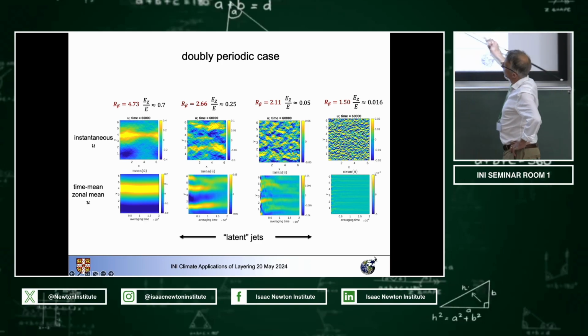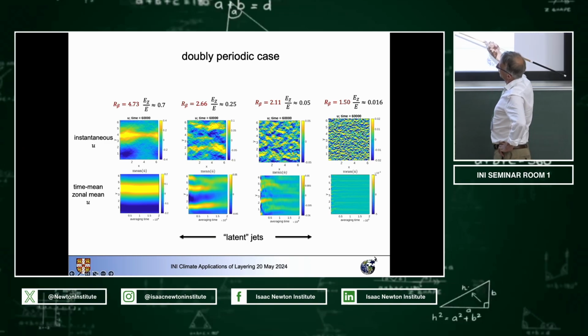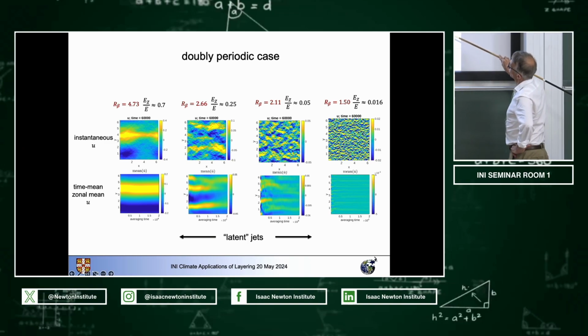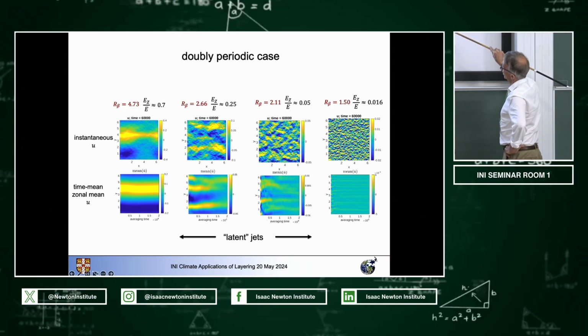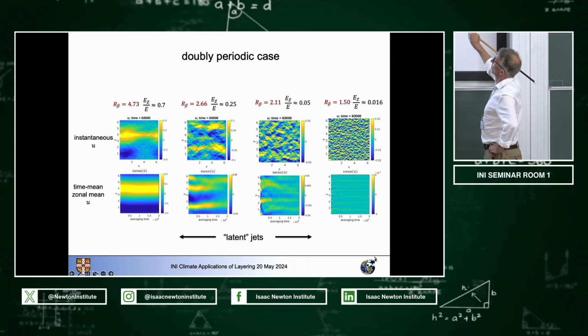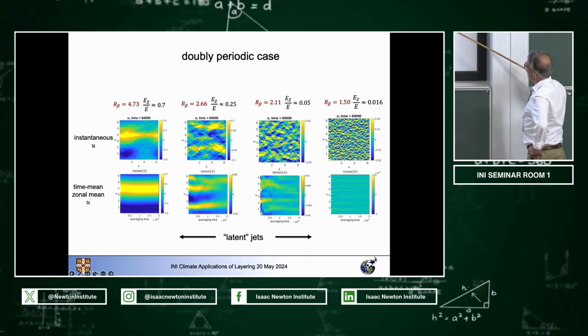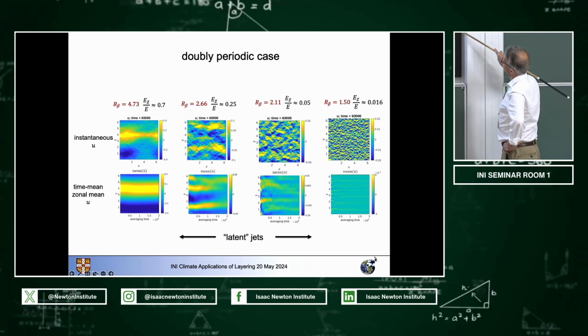So you can see that as you go to longer averaging time, the jets persist. Here again, as you go to longer averaging time, you've got persistent jets. They're weak, right? Because after all, you're averaging a fluctuating signal, and there may or may not be jets in the time average here.